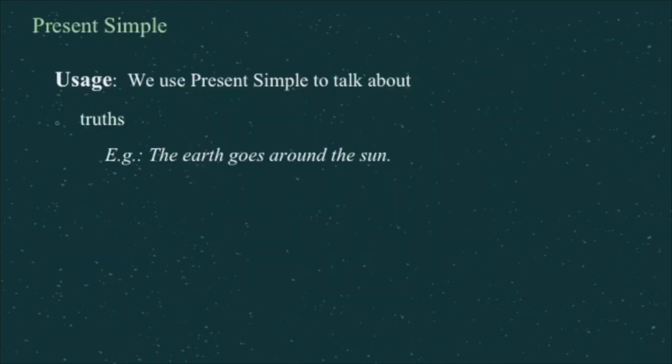Okay, we use present simple to talk about truth, something that is always true, or something that is true in the present. For example, the earth goes around the sun. It is always true, right? So can you think of more truths like this?